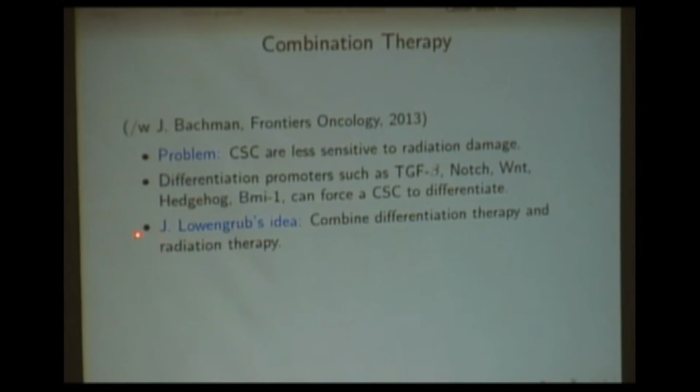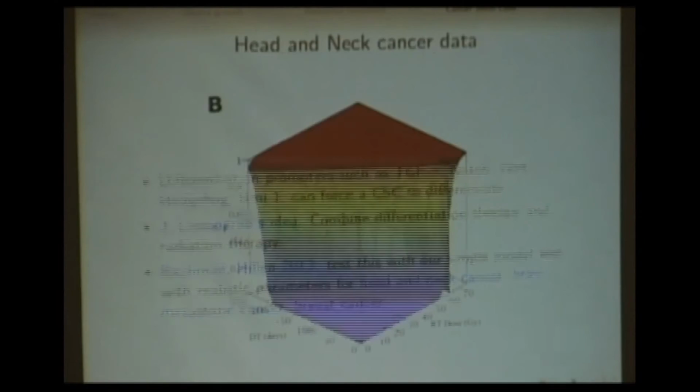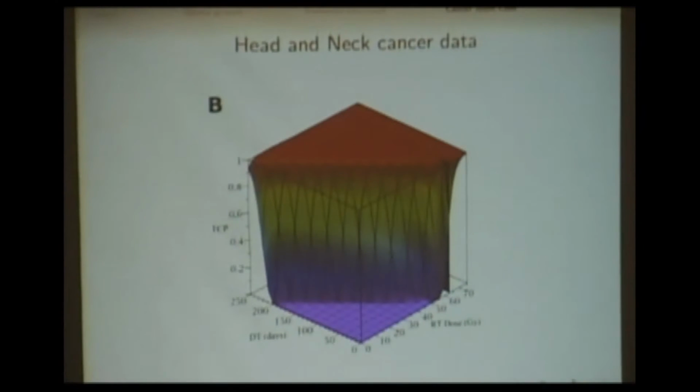So this is actually John Lowengrub's idea. He presented it in one of his papers to combine those, so to combine differentiation therapy and radiation therapy. And then with the student Bachman, we worked this out for head and neck cancer, for brain metastatic cancer, and for breast cancer. And I'll show you only one result here, which is this.